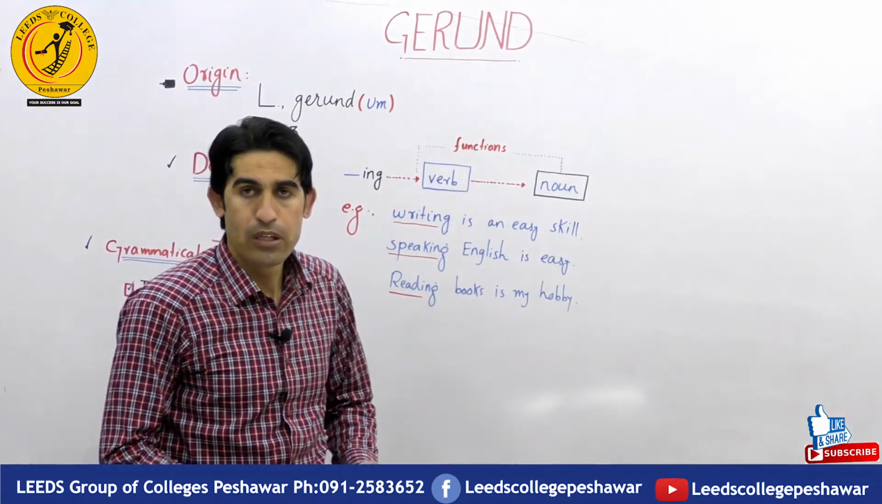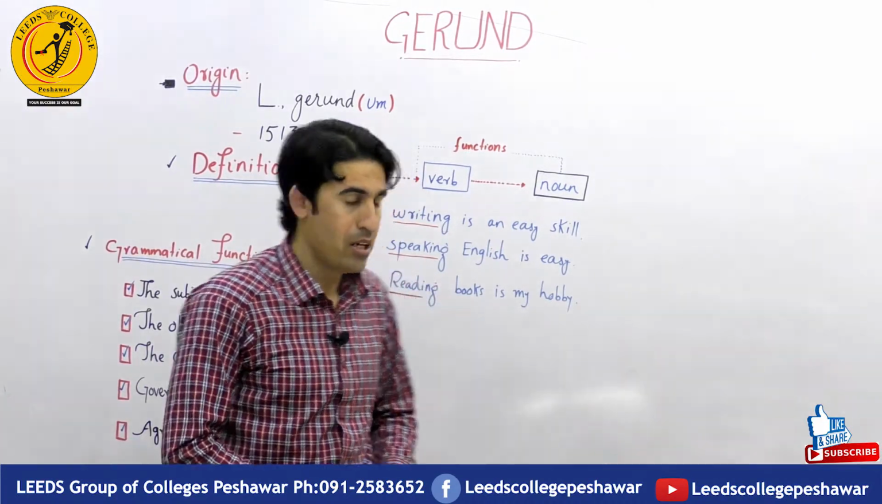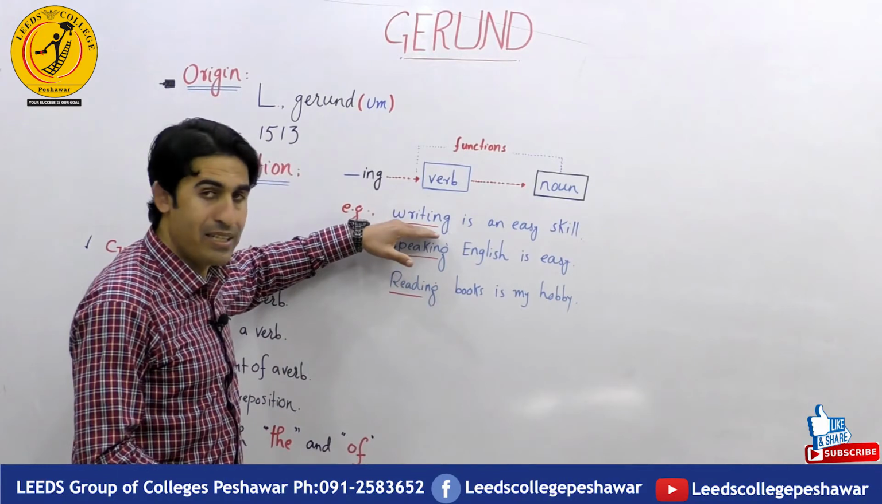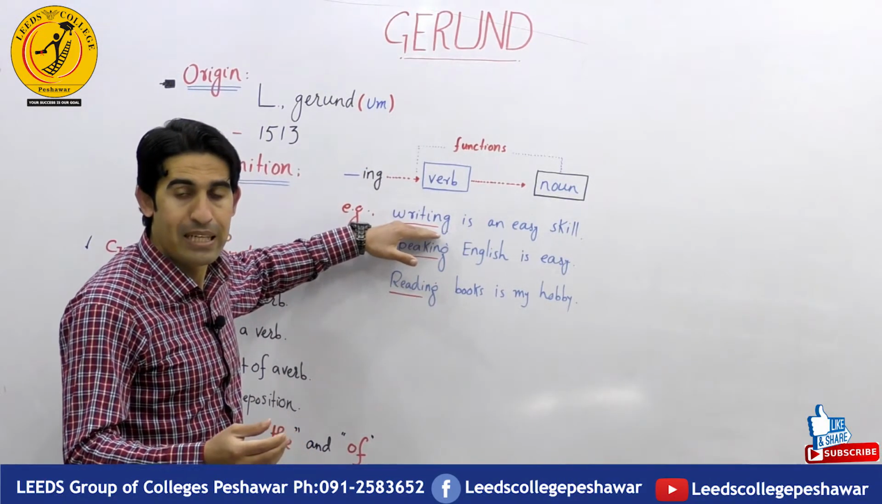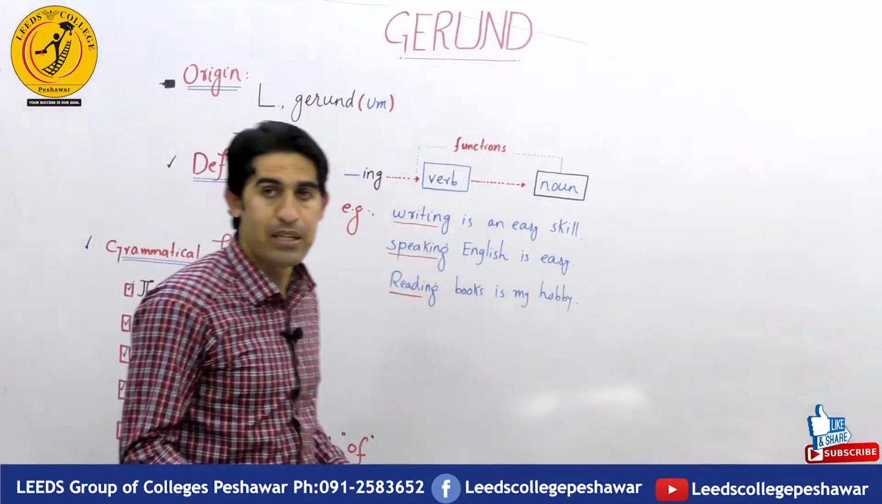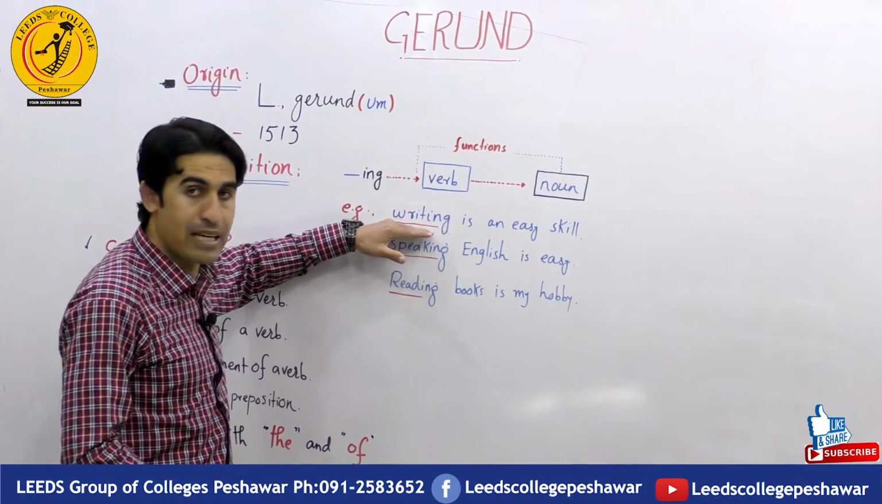Now, if you check these three important cases, means the sentences, right here we have writing is the ing form of the verb write, writing, but it is used as subject, mean noun in a sentence, so this is called gerund. This is writing as a gerund.